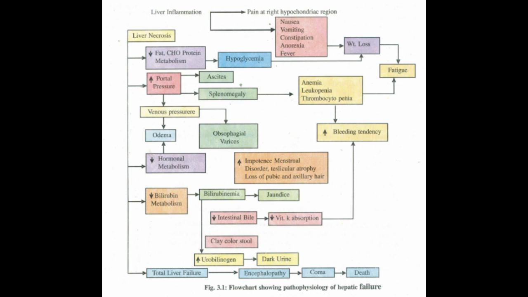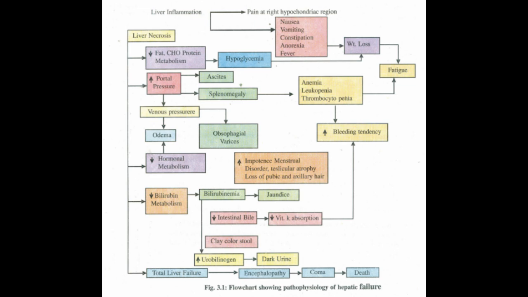Liver damage alters the functions of synthesis and metabolism, which gives rise to symptoms of toxemia, coagulopathy, portal hypertension, ascites, and altered bowel and bladder function. The following flowchart will help to understand the pathophysiological basis of FHF.